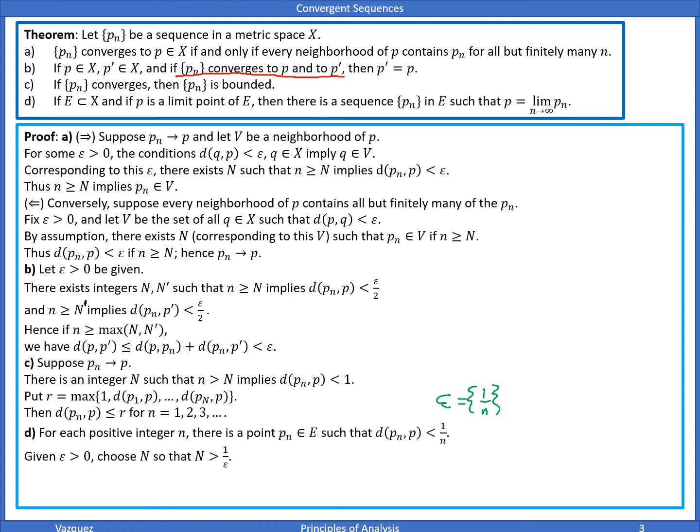Well, given epsilon greater than 0, we choose n such that n is greater than 1 over epsilon. Why is that? So that epsilon can be greater than 1 over n. Do some bit of algebra there.